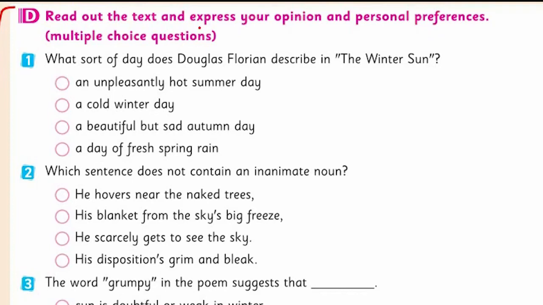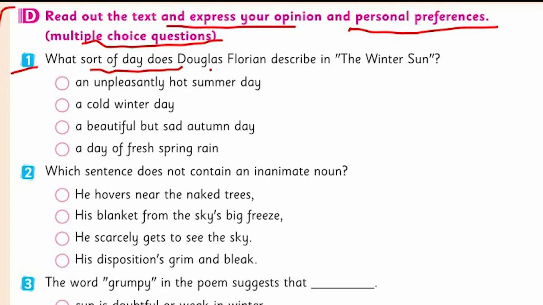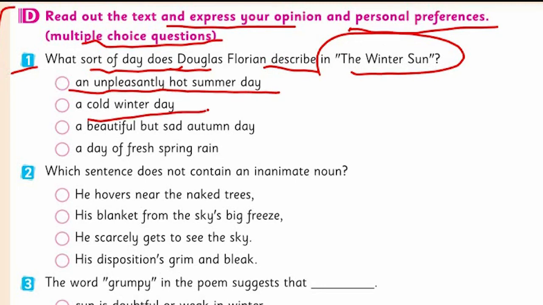Look at the page number 29, section D. Read out the text and express your opinion and personal preferences. We have multiple choice questions here. We have 7 questions here, and for each we have 4 options. Look at the first one. What sort of days does Douglas Florian describe in The Winter Sun? An unpleasant hot summer day, a cold winter day, a beautiful sad autumn day, a day of fresh spring. Yes, it is very obvious from the topic, a cold winter day.